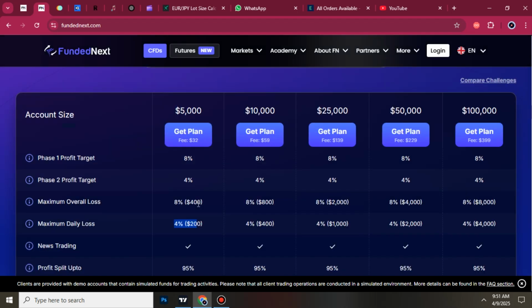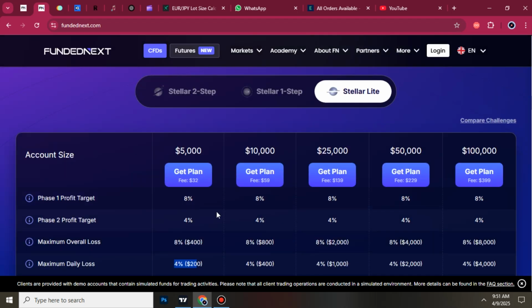Now if you have more than $32 and you say, okay, 5k is not enough, go for 10k, which goes for $59. You can go for 25k, which goes for $139. 50k is $229. 100k goes for $399.